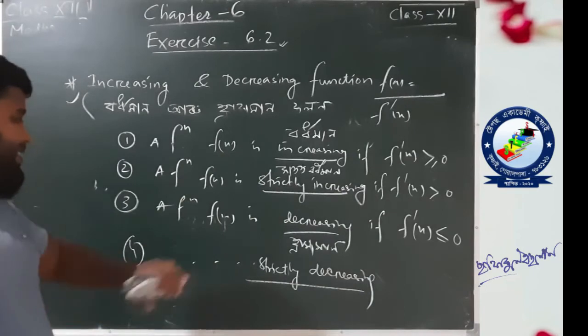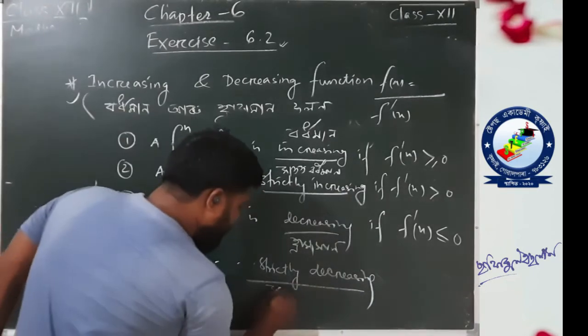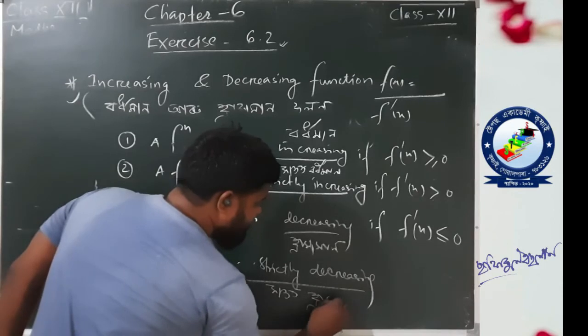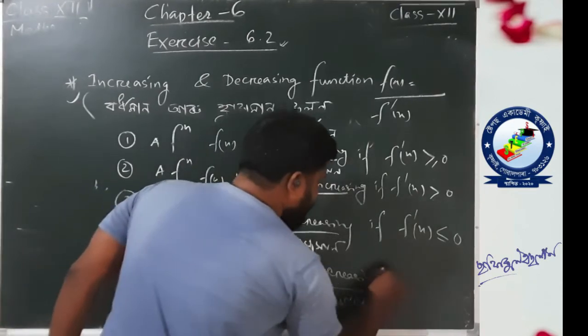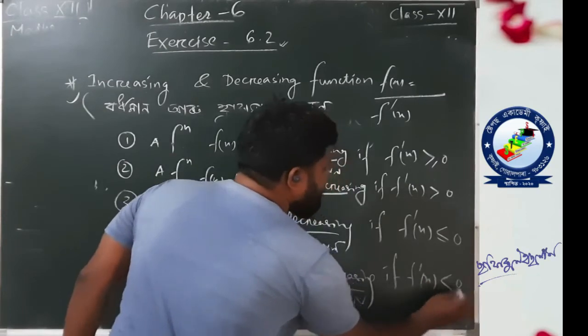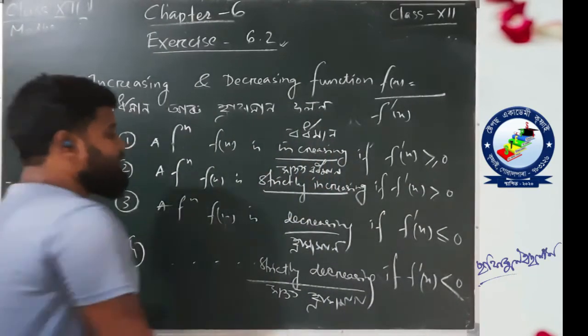Strictly decreasing means f dash x cannot be equal to 0, it must be less than 0. So the difference is there.